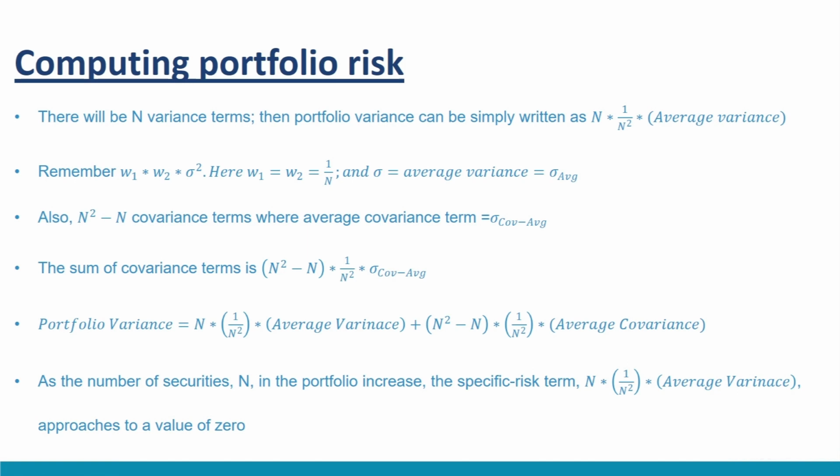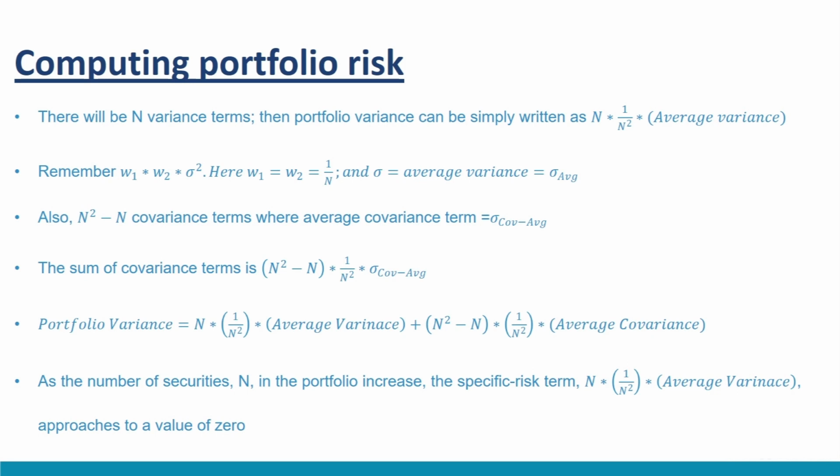Why so? Remember W1 into W2 into sigma square, where W1 equal to W2 equal to 1 upon n and sigma equal to average variance, that is sigma average. The average variance is defined in a manner that if summed up across all the n boxes, it will result in the variance or specific risk component of the portfolio, that is n into 1 upon n square into average variance, equal to n into 1 upon n square into sigma average.